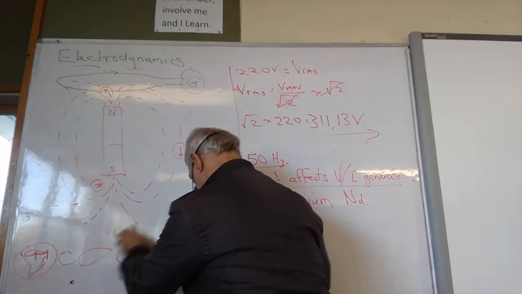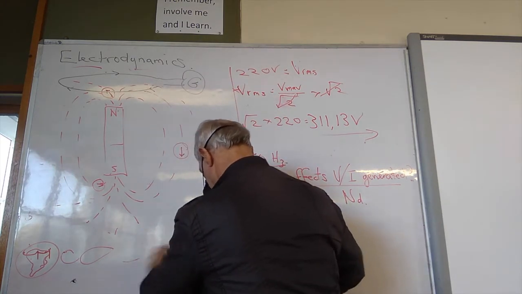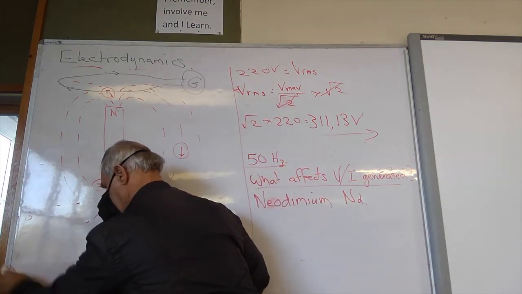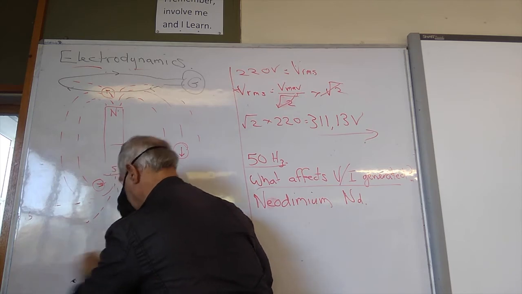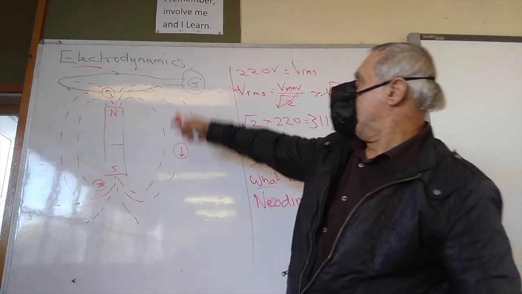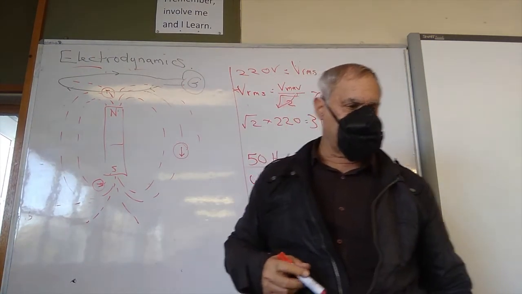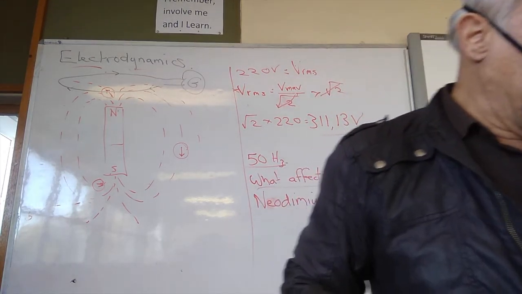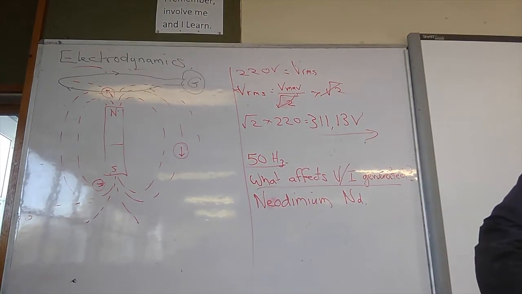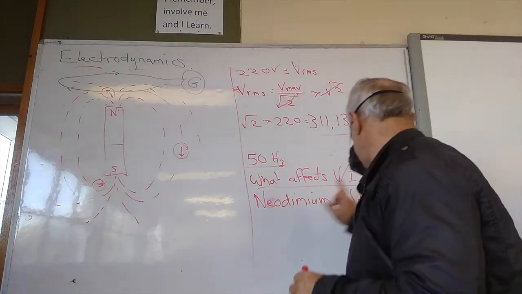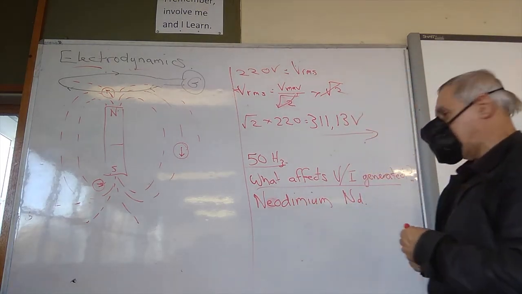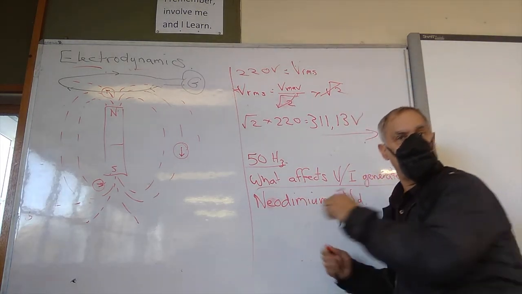But that aside, now you understand what happens there. You know what are the things that affect the current? So what are they? Let's summarize it.